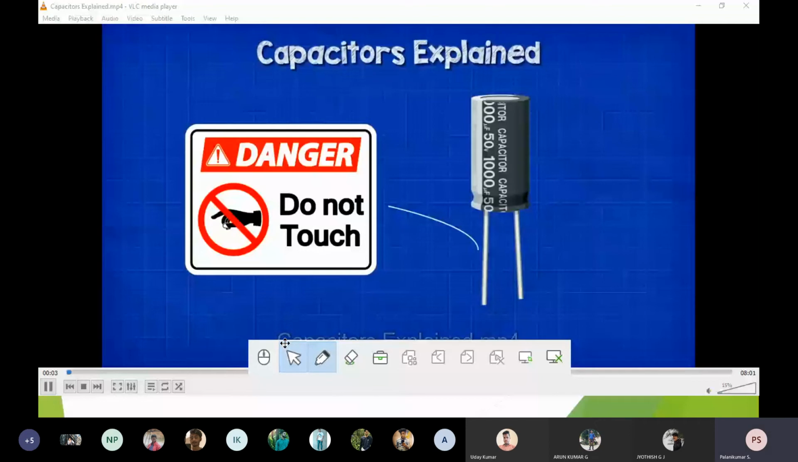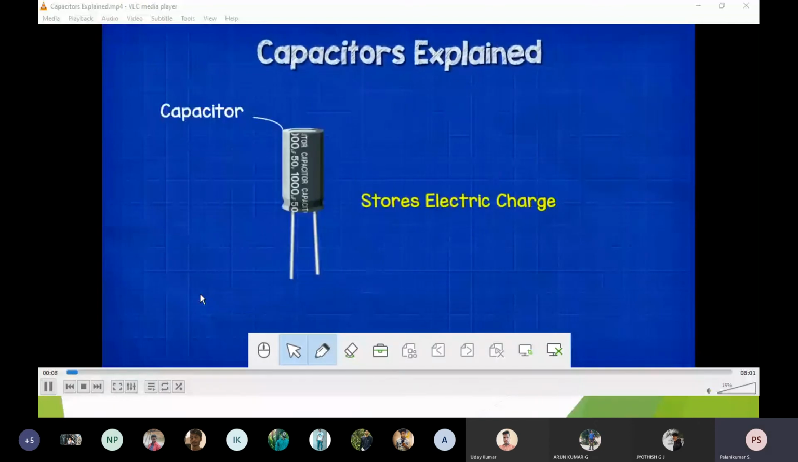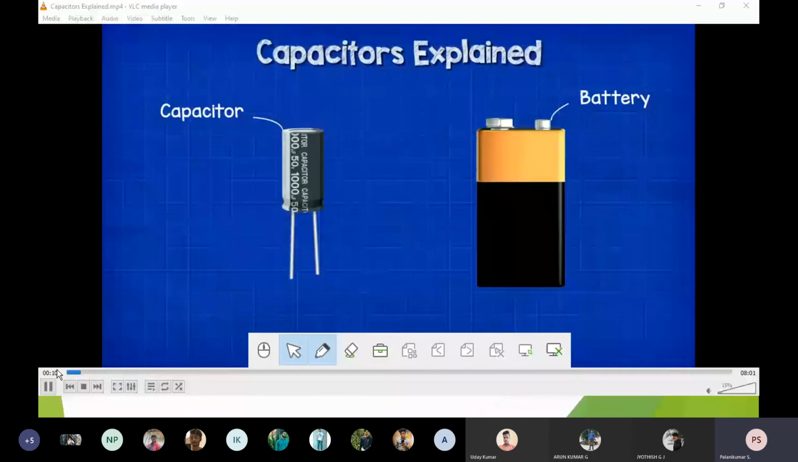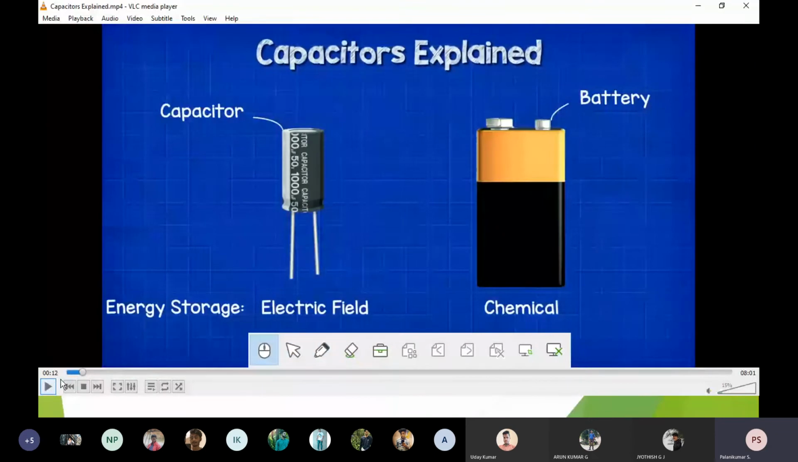So now, what is a capacitor? A capacitor stores electric charge. It is similar to a battery only. In a battery, electrical energy is stored in a chemical form, whereas in a capacitor we can store electrical energy in the form of an electric field.